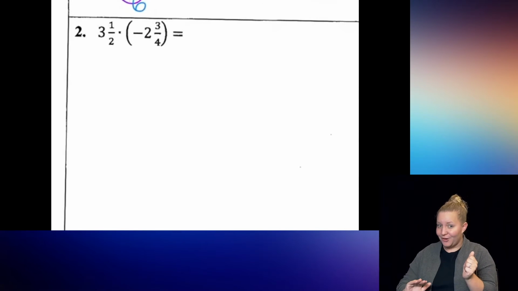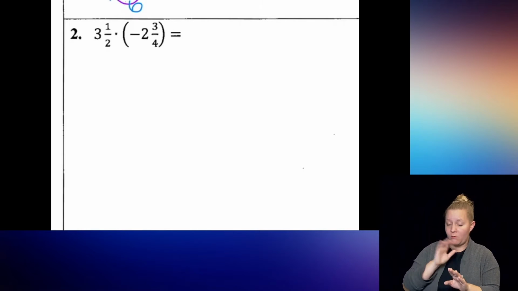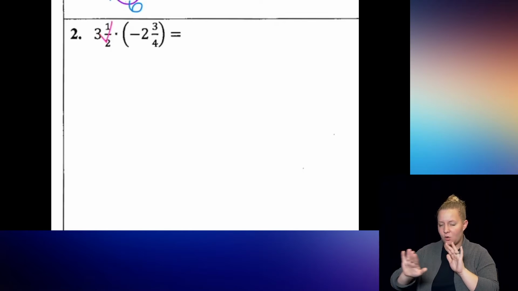Now on to example 2. These are actually two mixed numbers. So using our mixed number information that we have seen in the past, I might call it a little bit different than what you did, but it's called the check mark method.